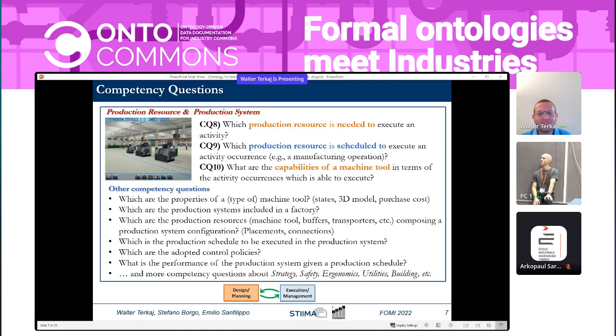These 10 competency questions that we put in the paper are just a small portion of what we really need. Here in this slide, we listed some others that are also related to other subdomains. But again, this is just to give a glimpse of how complex it is to find the competency questions for this industrial engineering domain.